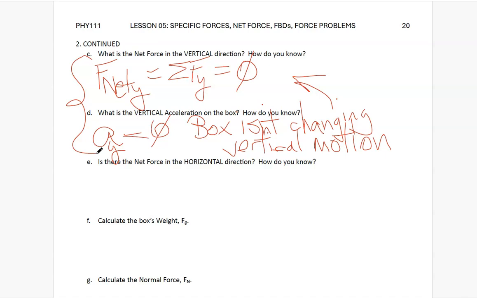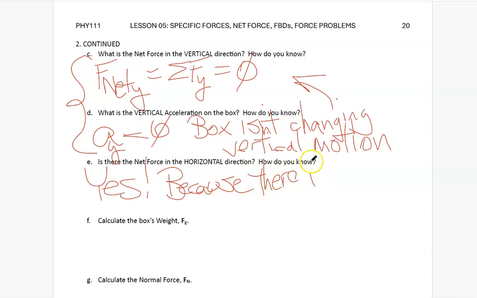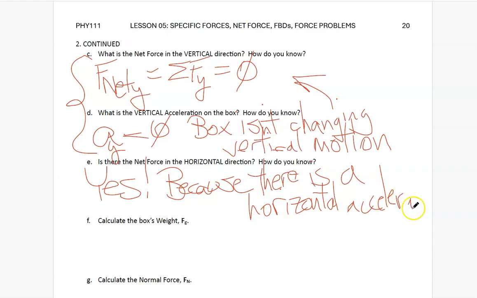For the horizontal direction, is there a net force? Yes, there is. How do I know there is a net force? Because there is a horizontal acceleration. If there's a horizontal acceleration, there has to be a horizontal net force. If there's a horizontal net force, there has to be a horizontal acceleration. They always go together.